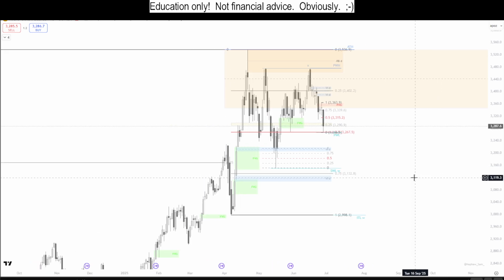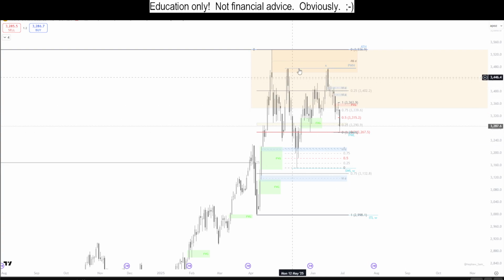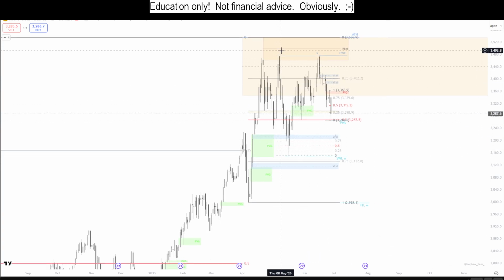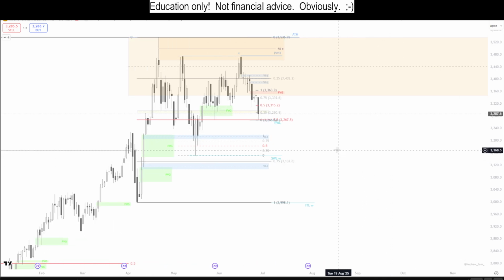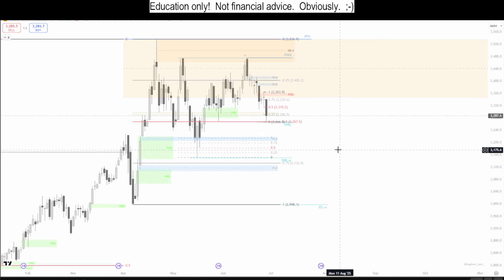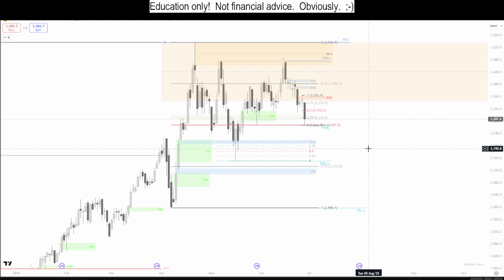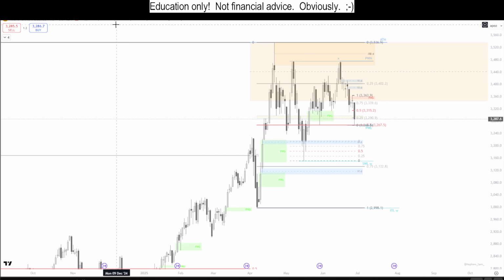Right, on the daily, we have this rejection block that we've been respecting. We took that out up over there, right? Put in this failure swing up here. This one's a failure relative to that one. And chopping sideways. Still have to see.